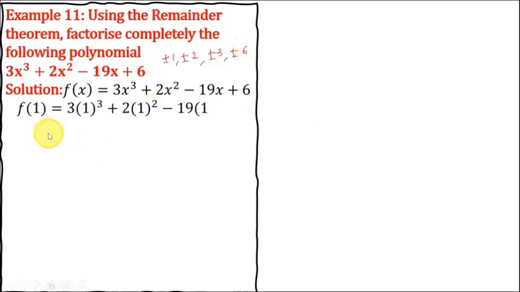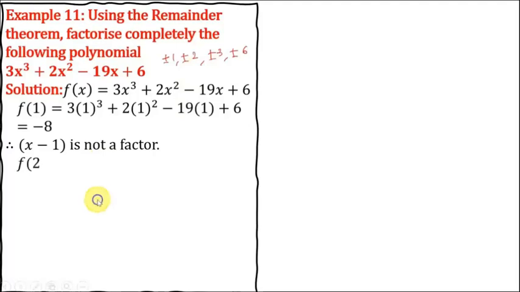Now, first here, f of 1. f of 1 equals, x is replaced by 1, that is 3 into 1 cube plus 2 into 1 square minus 19 into 1 plus 6. If we simplify this, 3 plus 2 is 5, plus 6 is 11, minus 19 is minus 8, which is not equal to 0, and hence x minus 1 is not a factor. Similarly for the second one, whether f of 2, that is 3 into 2 cube plus 2 into 2 square minus 19 into 2 plus 6.